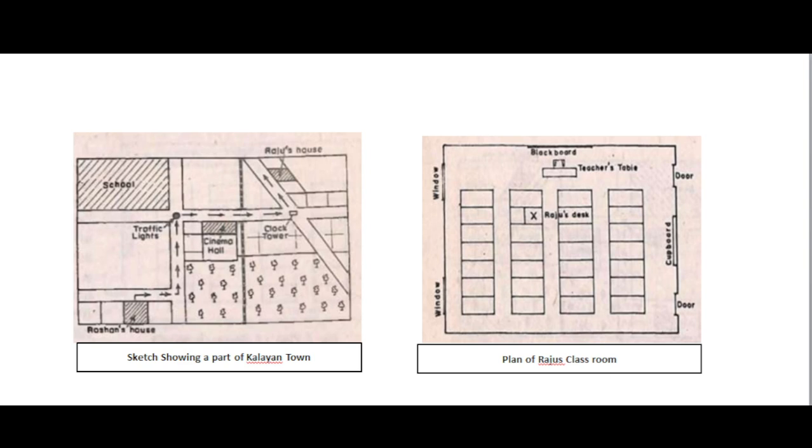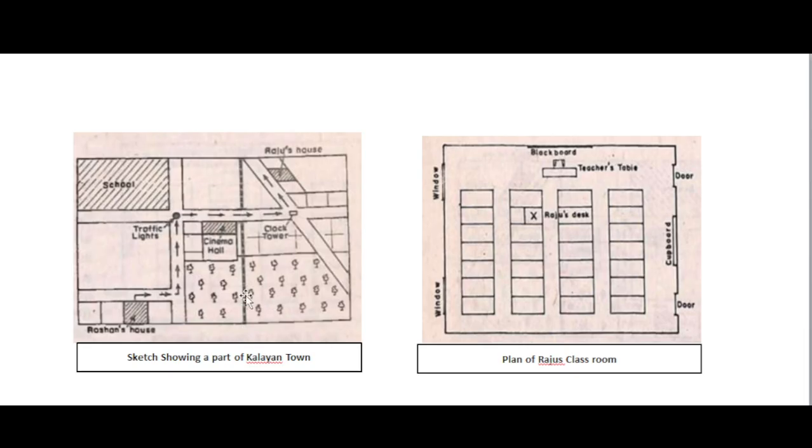Suppose Raju invites Roshan and Anand to visit his home. Since both of them do not know the exact location of Raju's house, they ask Raju to give directions from Roshan's house. This is Raju's house, this is Roshan's house, you can see in these maps.